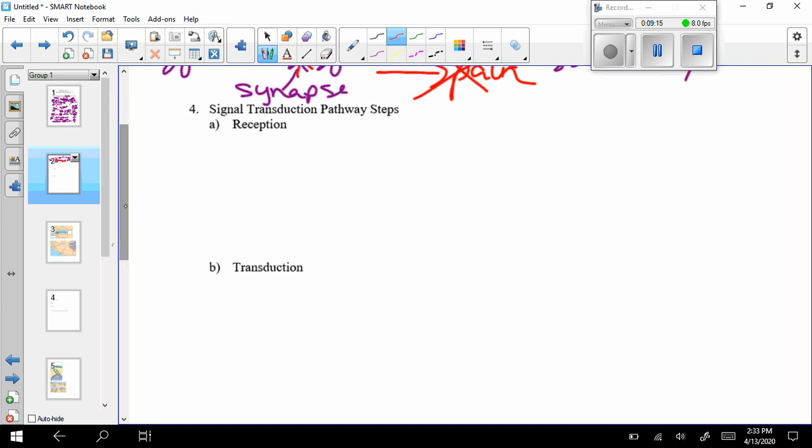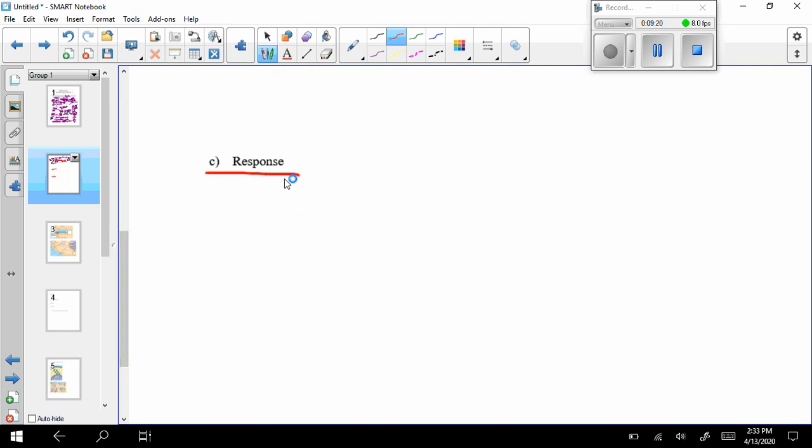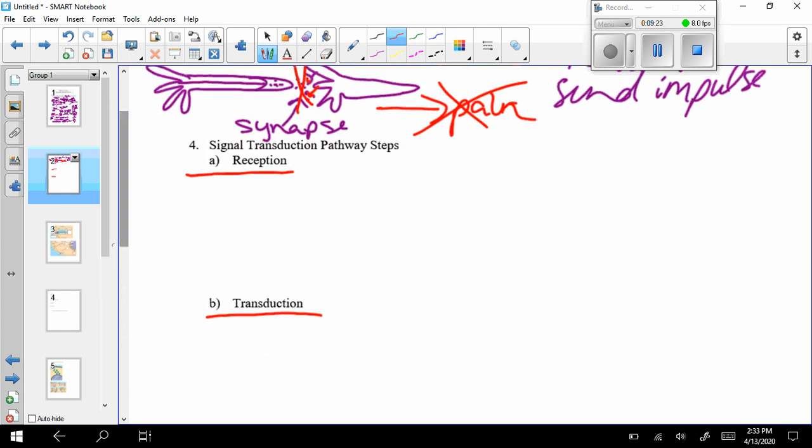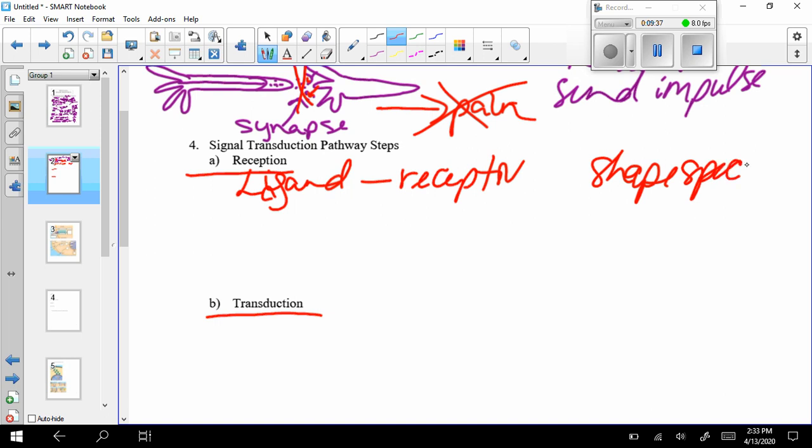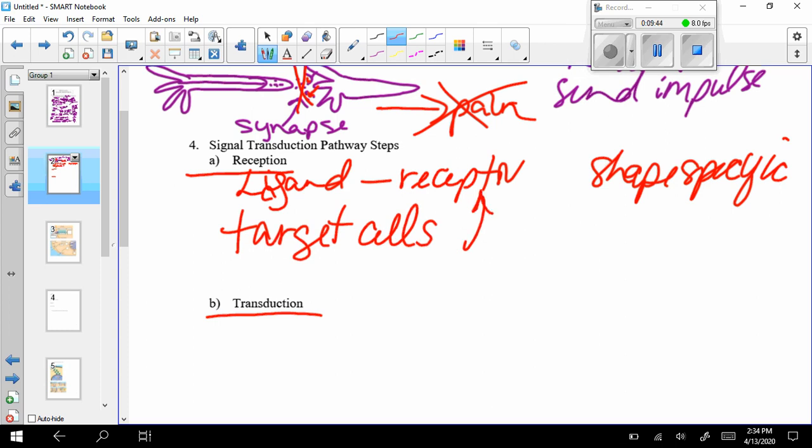All right, signal transduction pathways, 3 steps: reception, transduction, response. Always in this same exact order: reception, transduction, response. So reception is all about ligand binding to a receptor. And so it is very, very shape specific. And it will only bind to target cells because target cells have the right receptor. They cause a change in the receptor.